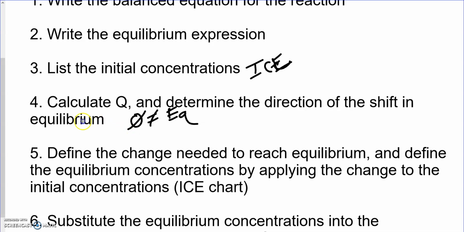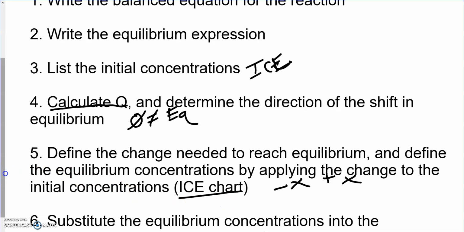Well, what if we don't have a 0? That's where we calculate our handy-dandy Q value, which remember is calculated the same way K is, but it's just a snapshot to see: are we at equilibrium? If we're not, which direction does it shift? Then we can determine the shift in our ICE table from there. We define the change that needs to happen to reach equilibrium. This is where we subtract x or add x or 2x or whatever it happens to be. Again, this will happen in our ICE chart.